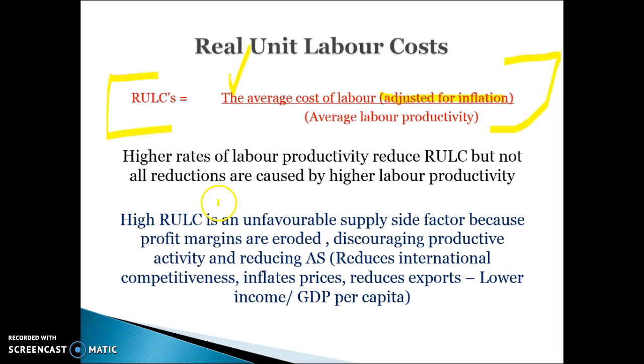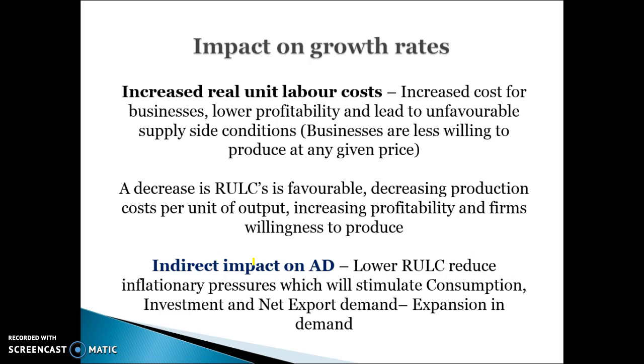When real unit labour costs increase, it's an unfavourable supply-side condition because profit margins are eroded, and that discourages productive activity and reduces aggregate supply. In terms of the impact on growth rates, increased real unit labour costs increase costs for businesses. They lower profitability and lead to unfavourable supply-side conditions. A decrease in real unit labour costs is a favourable factor. It decreases firms' production costs, it increases their profitability and makes them more willing to supply.